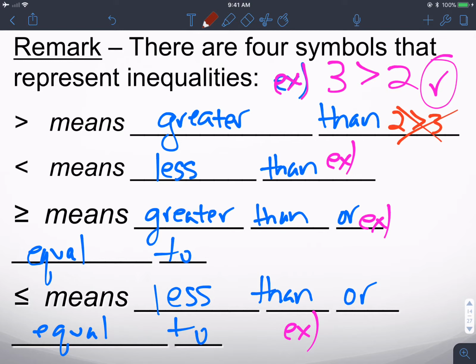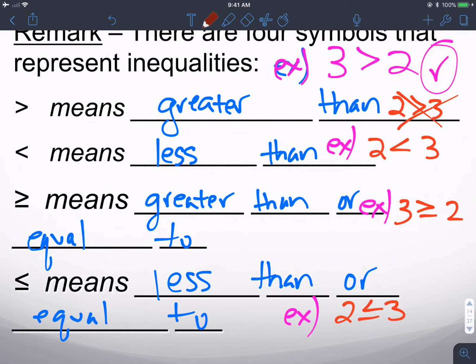All right. 2 is less than 3. 3 is greater than or equal to 2. That's true, right? Because it doesn't have to be equal. It could be equal or greater than. 3 is bigger. So it's true. 2 is less than or equal to 3. Okay, writing some inequalities. You're really just comparing on the number line. Which is bigger, which is smaller.